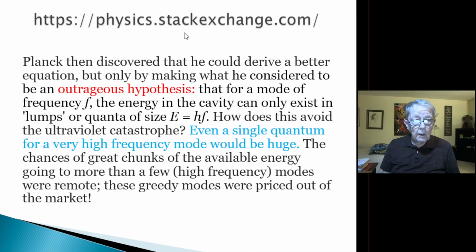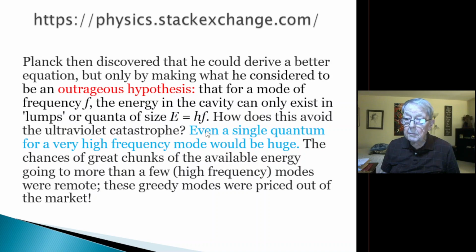Well, Planck then discovered that he could derive a better equation, but only by making what he considered to be an outrageous hypothesis. That hypothesis was that for a mode of one frequency, the energy of the cavity can only exist in lumps, or quanta, of size E equals hf. Everything comes in a chunk. One of these, two of these, three of these. And he asked then the question, how does this avoid the ultraviolet catastrophe?